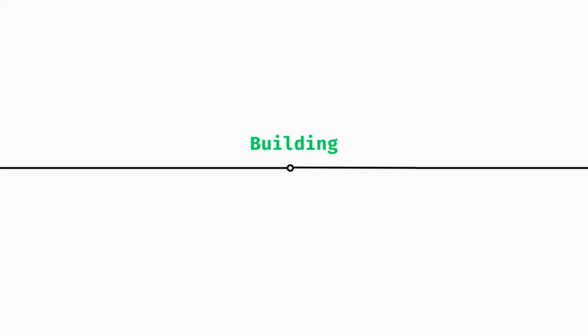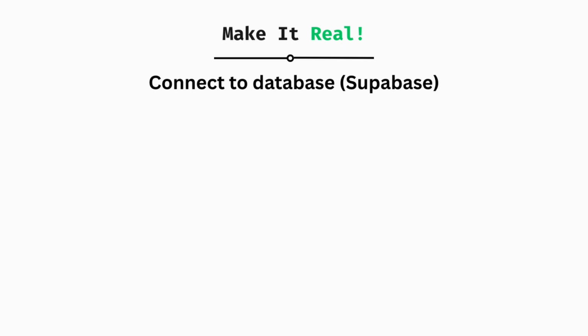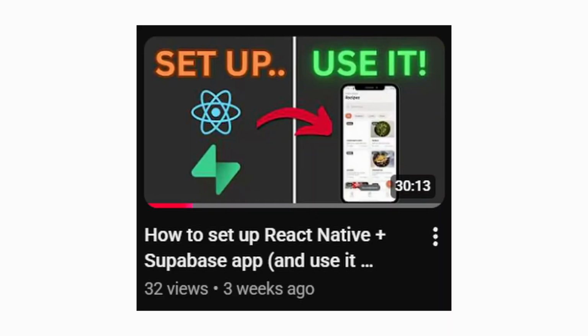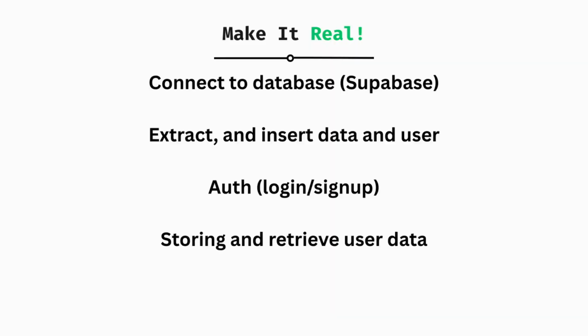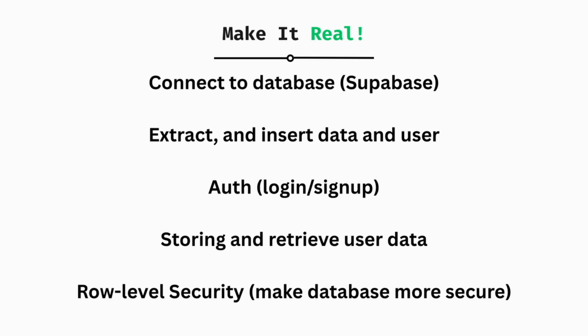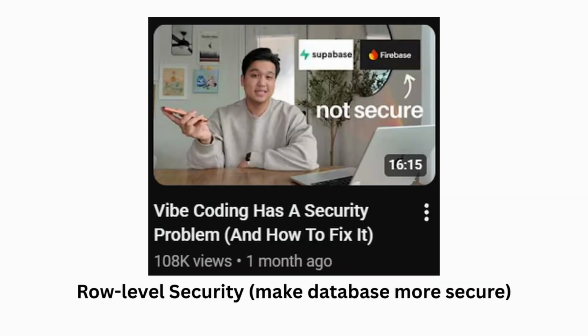After you have started to develop your app, it's time to make it real, which means connecting your app with a database like Supabase, which is in the same video as earlier. Learning how to extract and insert data and users into the Supabase database. Doing the authentication stuff for your app like login and sign up page, again same video. Storing and retrieving user data if you need to, and also implementing RLS or row level security, which makes your database more secure so they don't get hacked. A YouTube channel called Quiz actually made a video about how to make your database more secure. Maybe you can check it out.